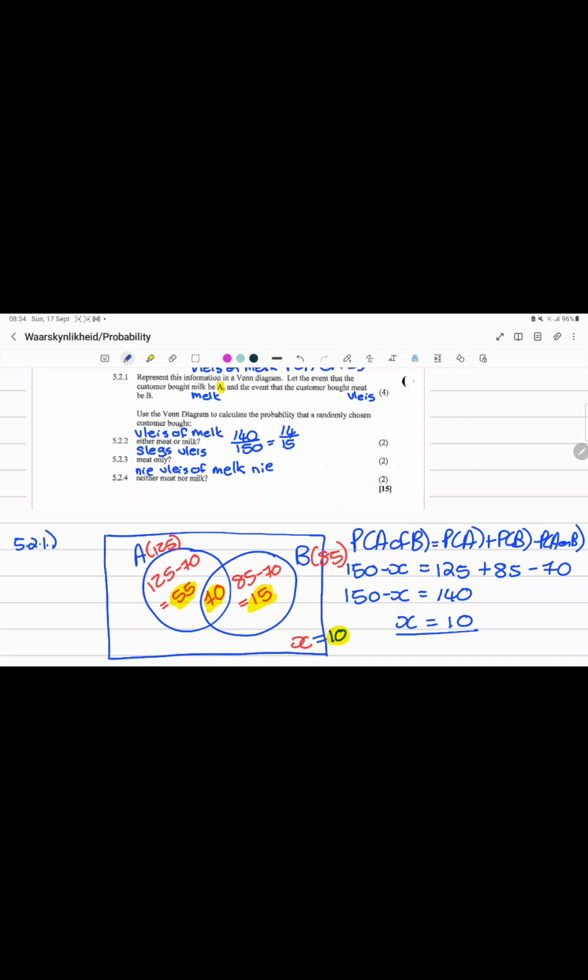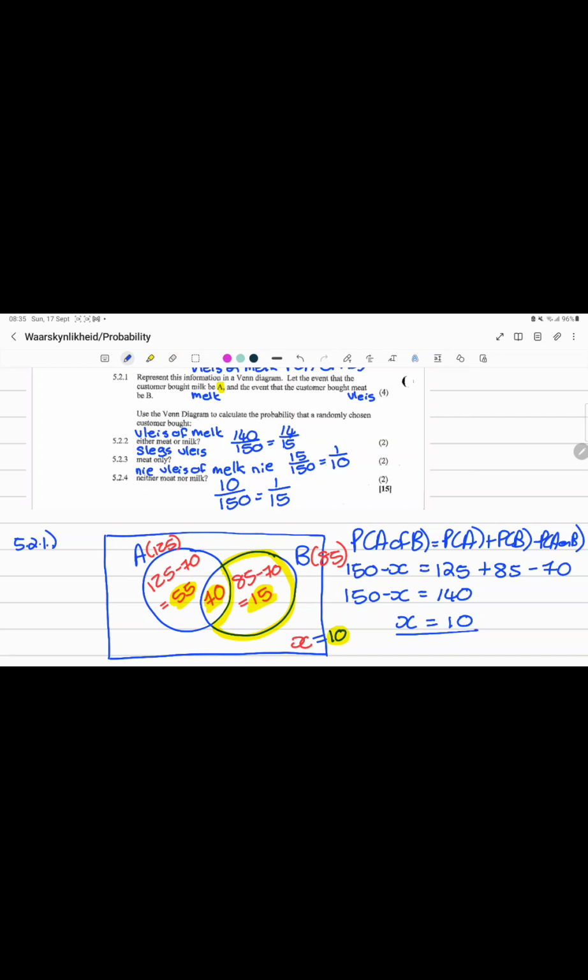Dan by vraag, sorry 5.2.3, wat is die waarskynlikheid dat iemand slegs vleis koop? So slegs vleis sal net daai deel wees. Alright, so ons haal my snyding uit, en dan sien ek maar dit was 15. So die waarskynlikheid vir dit gaan wees 15 uit 150, wat dieselfde is as 1 uit 10. En dan 5.2.4, wat is die waarskynlikheid dat hulle nie vleis of melk koop nie, so niks van dit koop nie, so dit gaan wees 10, sorry, dit skryf ek X, 10 uit 150, en as ek dit vereenvoudig, is dit 1 uit 15. En daarso het jy alles beantwoord.